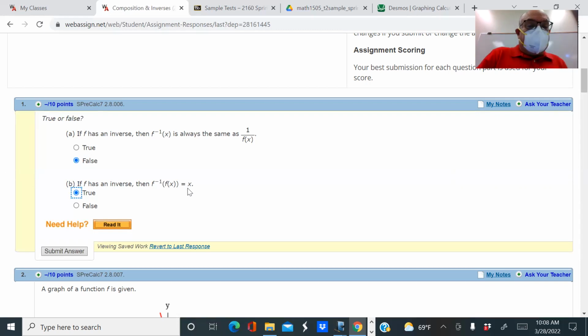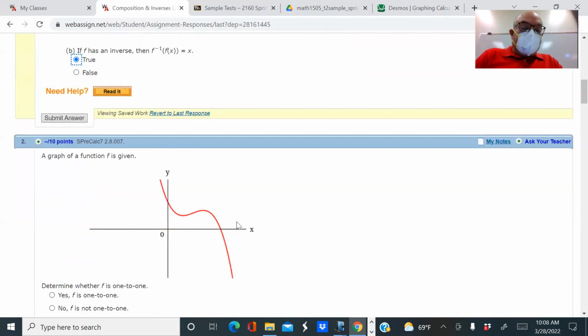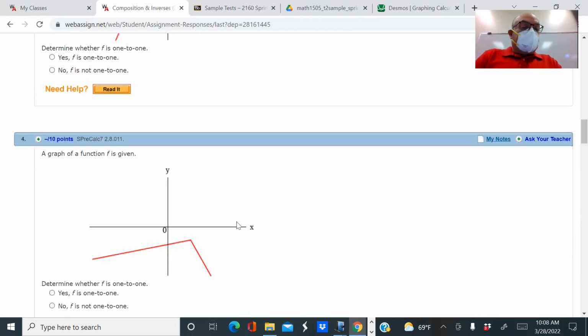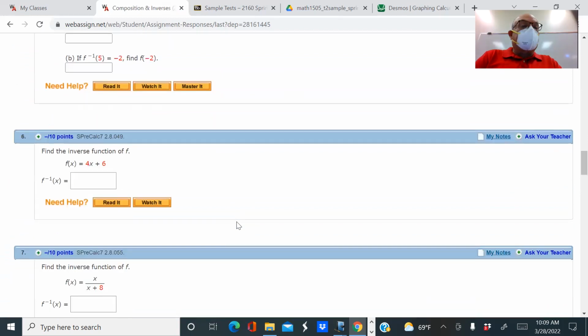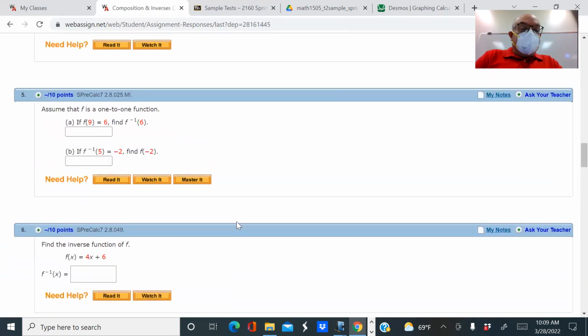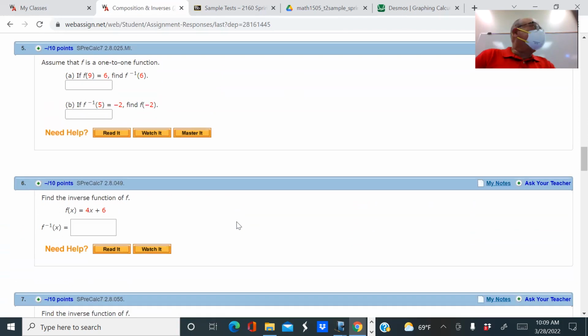All right, do y'all have any other specific questions about this homework? I think it shouldn't be terribly difficult here. Let's look at problem number 5, since that one seems like it should be an easy one. It says, assume that f is a one-to-one function, which means it has an inverse. Remember, not all functions have inverses, but assume f does have an inverse.